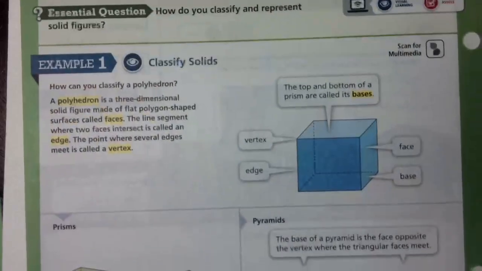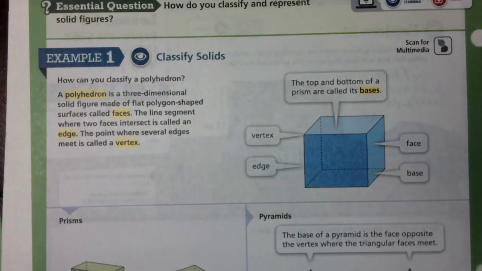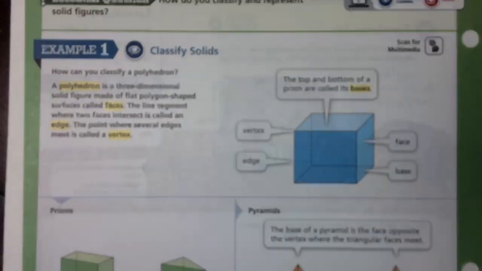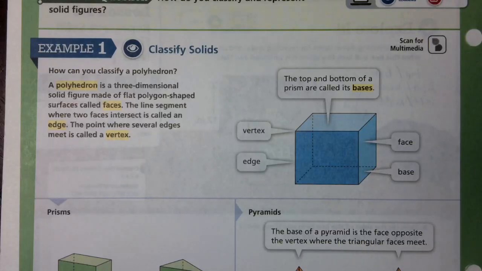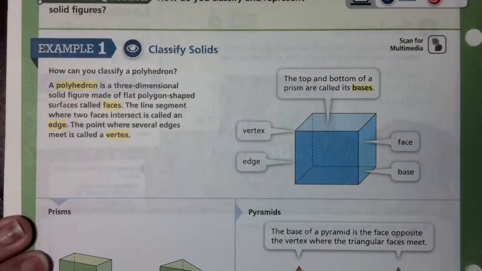Okay, so let's look at a little vocabulary here. A polyhedron, new word, is a 3-dimensional, that means 3D, solid figure made of flat polygon-shaped surfaces called faces. The line segment where 2 faces intersect is called an edge, and the point where several edges meet is called a vertex.